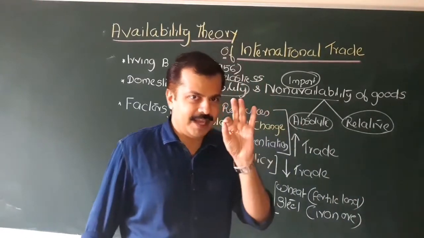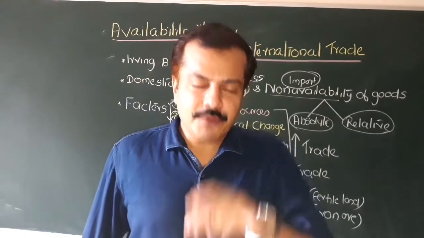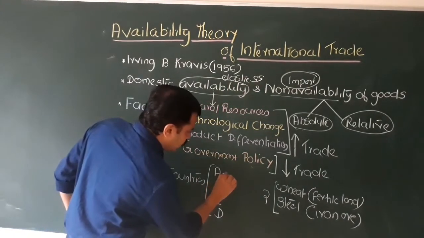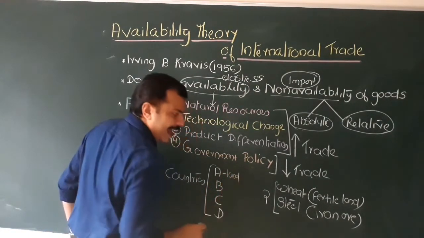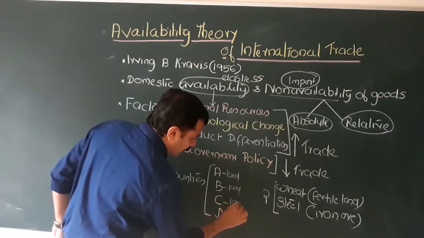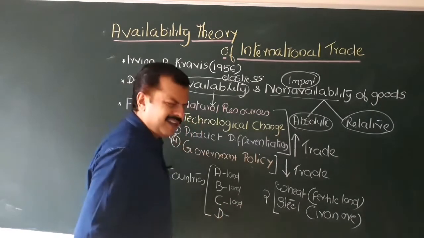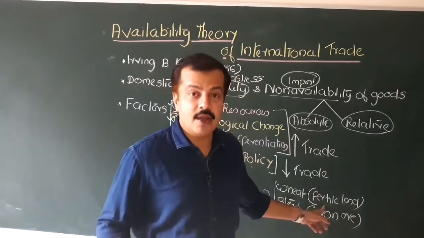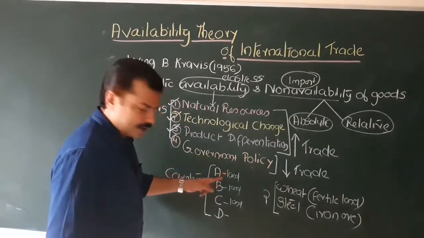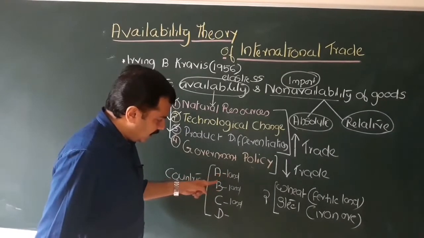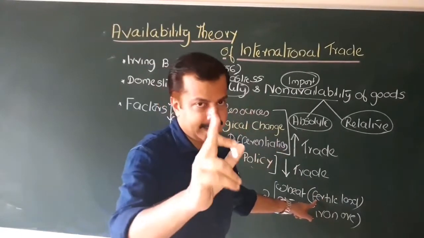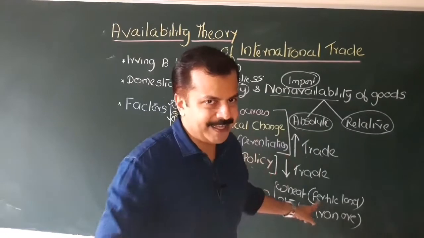We have 4 countries, country A, B, C, D. Out of these 4 countries, how are factors available? Let us assume that country A has an abundance of fertile land. Country B has land with it. Country C has land with it. While country D does not have fertile land or adequate land. So out of these 4 countries, A, B, C have availability of fertile land, following the availability approach.